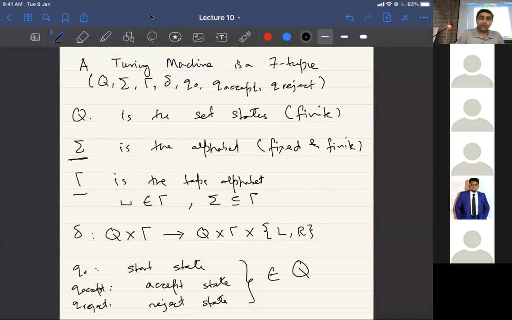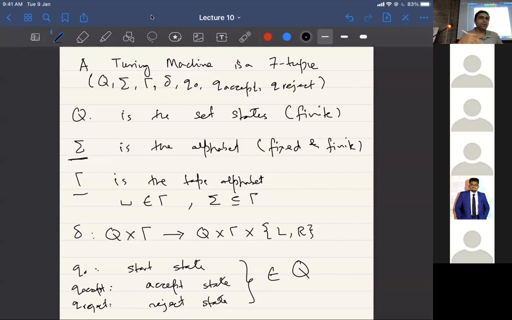While the tape alphabet is a superset of whatever is in the sigma, these symbols are those we use in addition to the symbols that are in the alphabet. For example, the blank symbol, and the cross symbol that we found in the previous example. Whenever we find a 0 or 1, we cross it and then go all the way to the right. So there are additional symbols which are contained inside the tape.